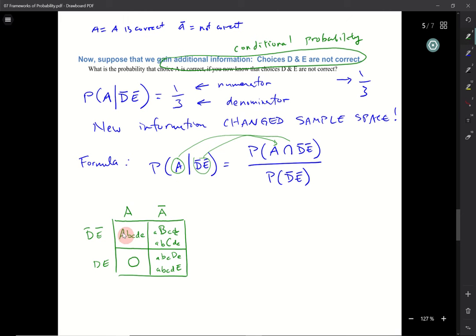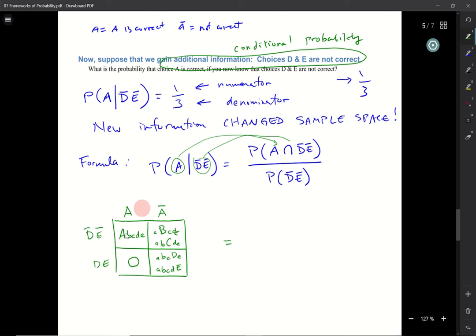So here's 1, 2: A is correct, all the others are wrong. B is correct, all the others are wrong. C is correct, all the others are wrong. D is correct, all the others are wrong. And E is correct, all the others are wrong. Does that make sense? Okay, so let's check this formula.